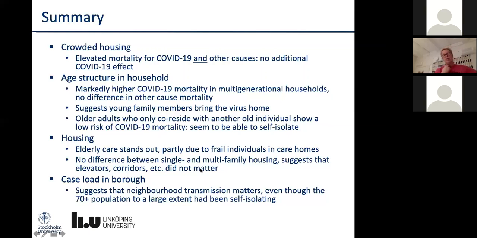And then we could also see that there was no difference between single and multi-family housing. So that means that, as has been suggested, the elevators, corridors, and common spaces in multi-family housing being dangerous arenas for spreading of the virus may not be the case. There was no effect of living in multi-family housing.